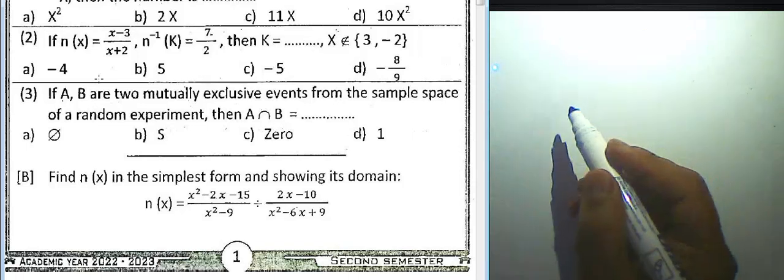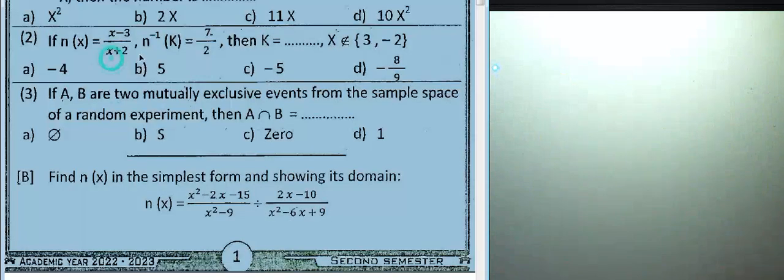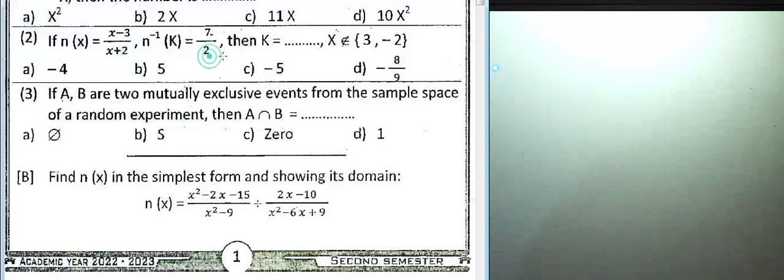Okay, question number 2. If n of x equals (x minus 3) over (x plus 2), and n to the power negative 1 is the inverse of the function n, if n inverse of k equals 7 over 2, then k equals what, when x does not belong to 3 and negative 2.